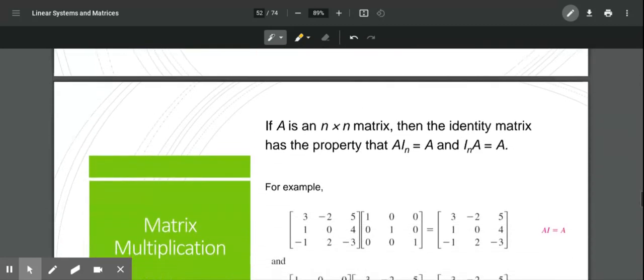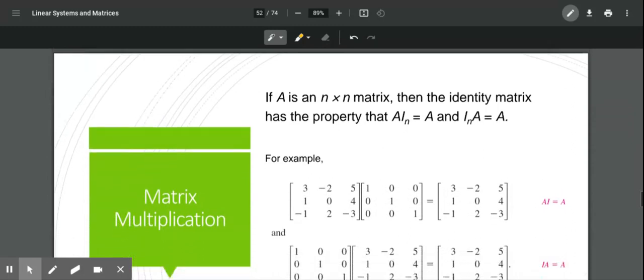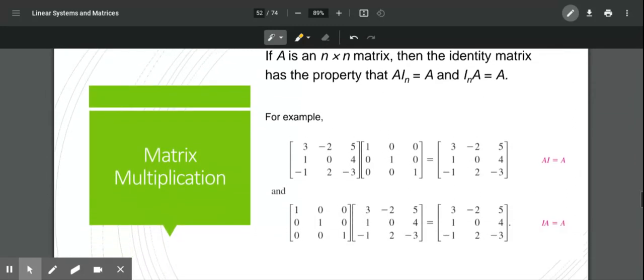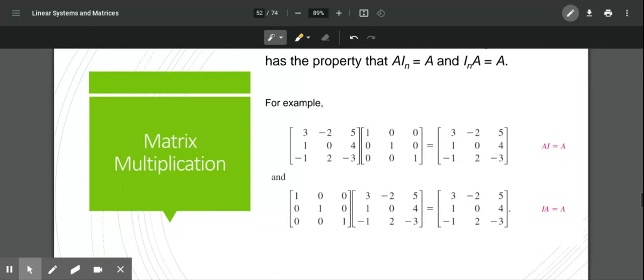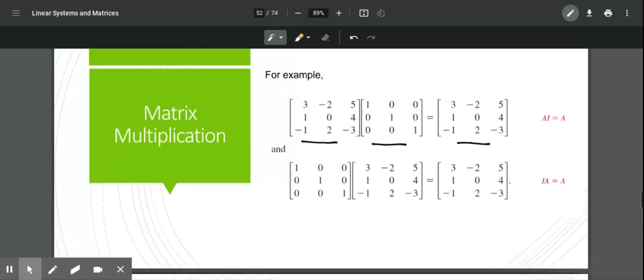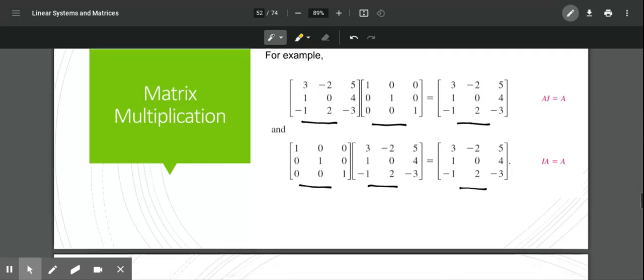So if A is an n by n matrix, then the identity matrix is also going to have those same dimensions. So here, if you were to take this matrix and multiply it by the identity matrix, you would still get that original matrix. Same thing, because you're multiplying by the identity, you can actually switch the order and you can still get that same matrix.